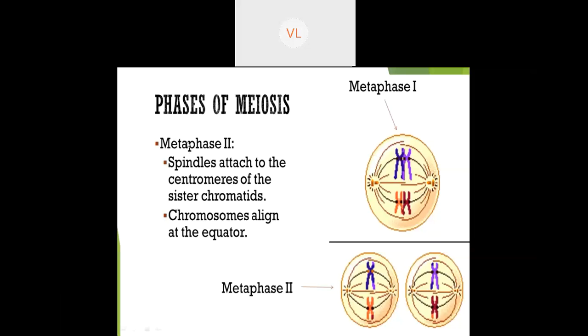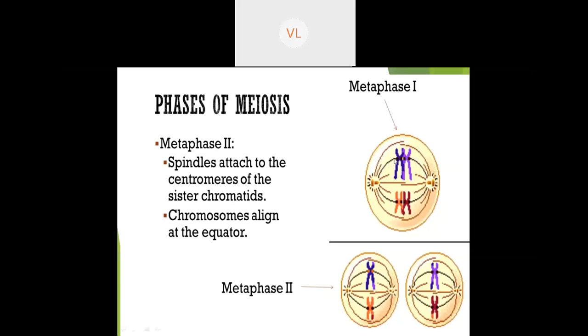So in metaphase 1 and metaphase 2, what happens? These are spindles, you remember, no? These spindles, this semicircle in shape, will be attached to the centromere of the sister chromatids or chromosomes. They will be attached here, means it will be in the middle. These spindle fibers will come in the middle, that is in the centromeres.